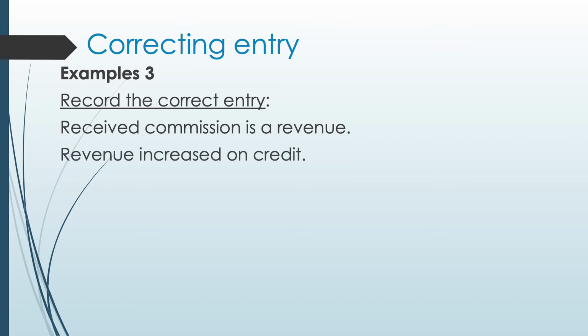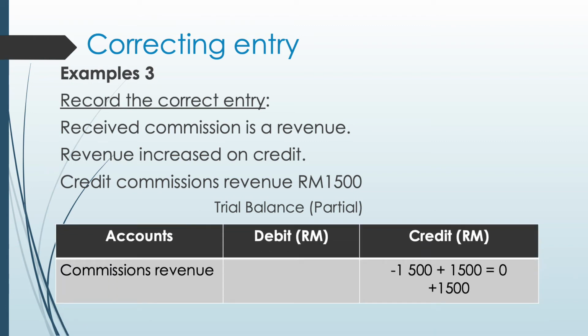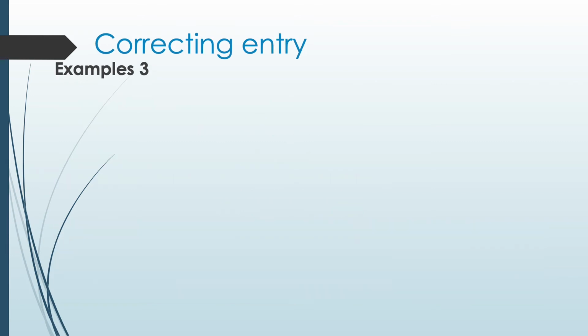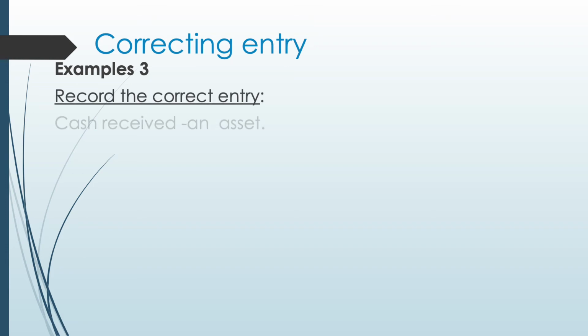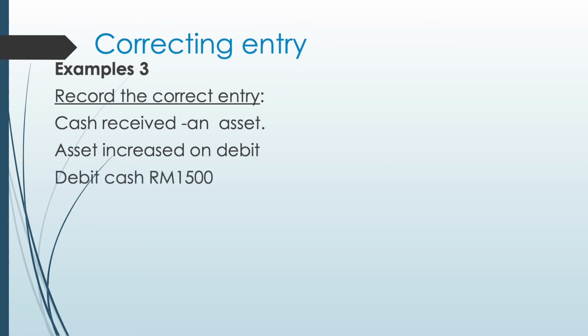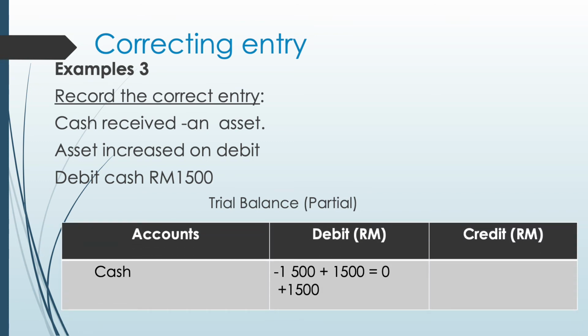Record the correct entry. Received commission is a revenue. Revenue increase on credit. Credit commission revenue 1,500. Trial balance partial: commission revenue, we add another 1,500 on credit side. Record the correct entry. Cash received, an asset. Asset increase on debit. Debit cash 1,500 ringgit. Trial balance partial: cash, we add another 1,500 ringgit on debit side.